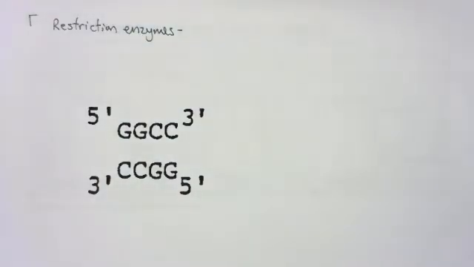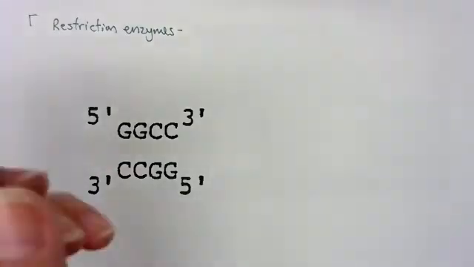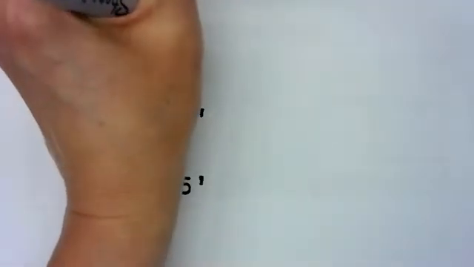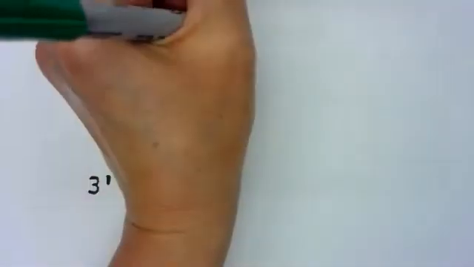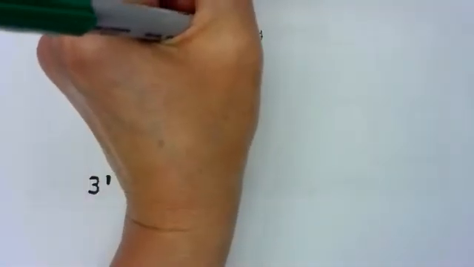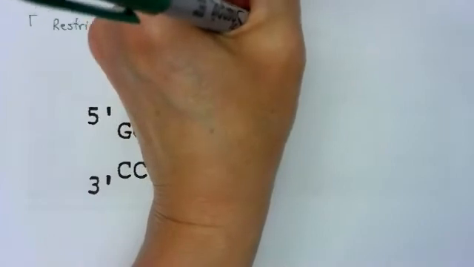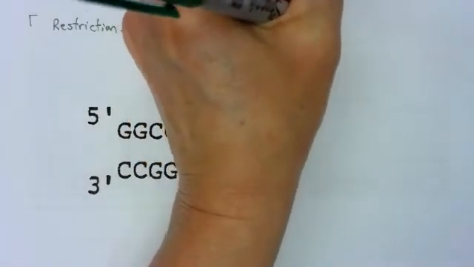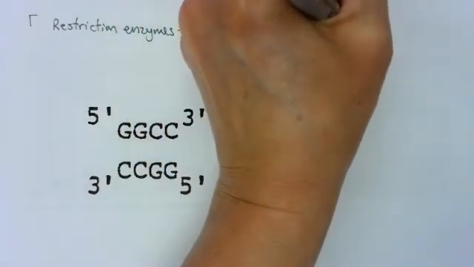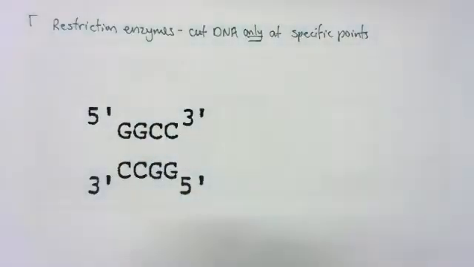We have said before in the past, we define an enzyme as a protein. So we know that enzymes are proteins, and these are proteins that have a specific job. A restriction enzyme will cut DNA only at specific points. So restriction enzymes will cut DNA only at specific points.